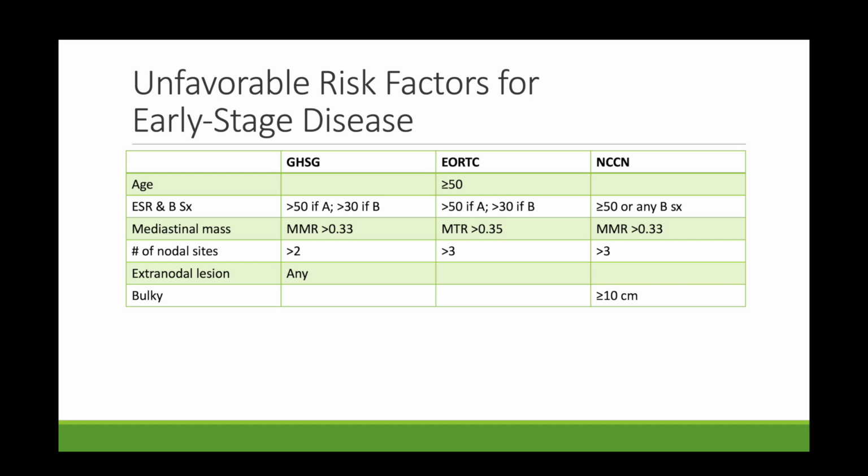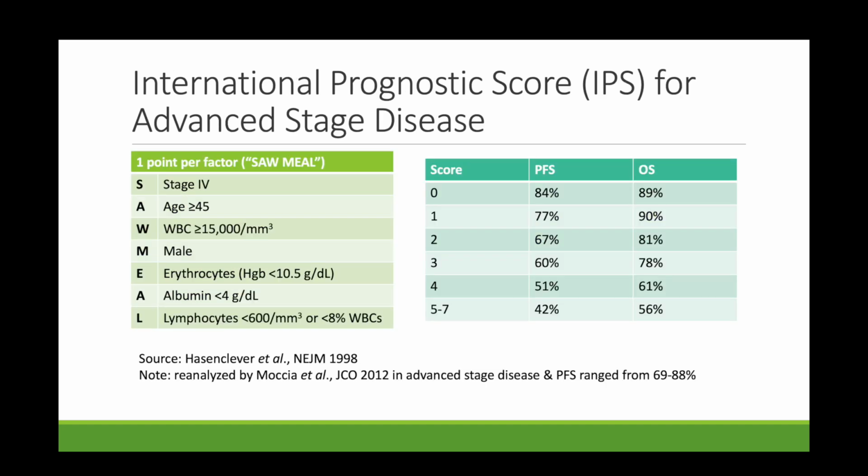So big takeaway, early stage disease is risk stratified into favorable versus unfavorable based on 4 risk factors, and those 4 risk factors differ between the different study groups. But remember that the treatment paradigms are different for early stage favorable versus unfavorable. Advanced stage disease has its own treatment paradigm. So this is stage 3 to 4 disease.